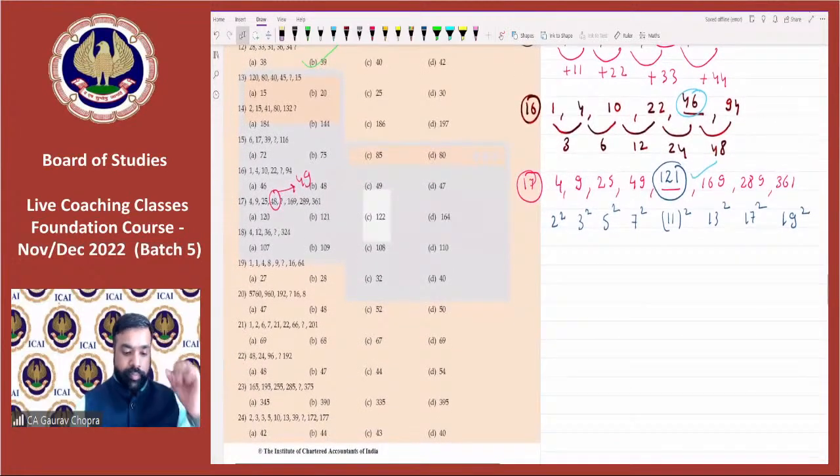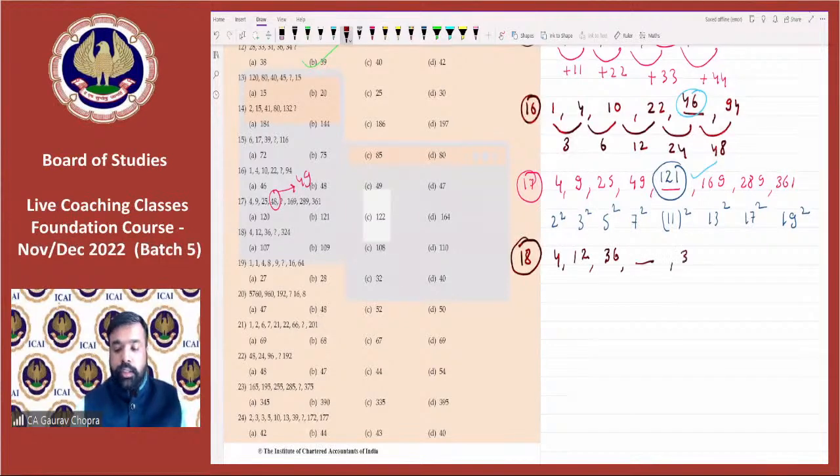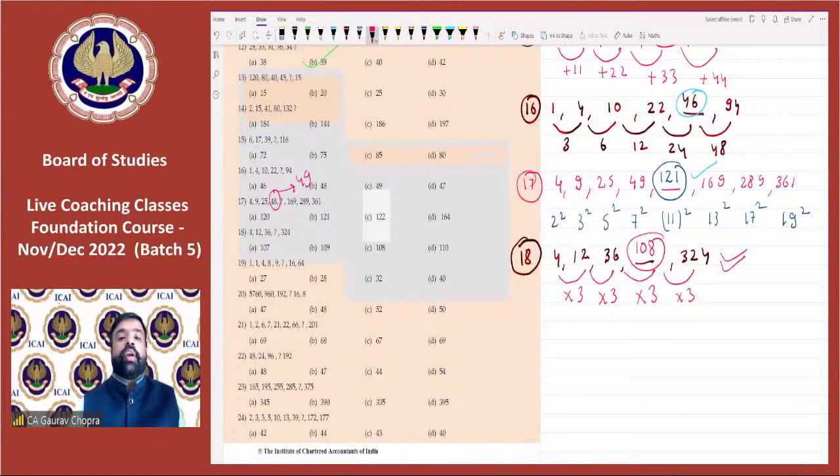All right. Then the 18th one: 4, 12, 36, dash, 324. Now this time, what is the logic? We can clearly see multiply by 3, multiply by 3, apply the same logic, multiply by 3. So 36 multiplied by 3 is how much? 108, and 108 multiplied by 3 is 324. So 108 is the correct answer.